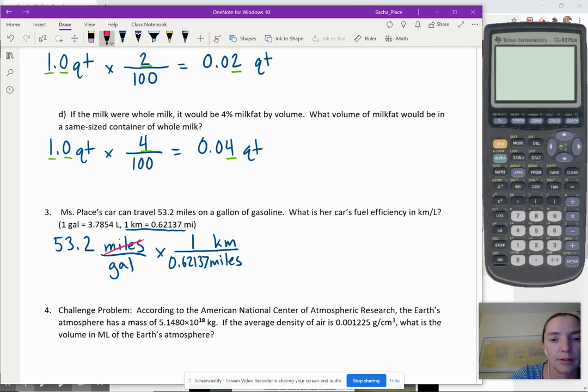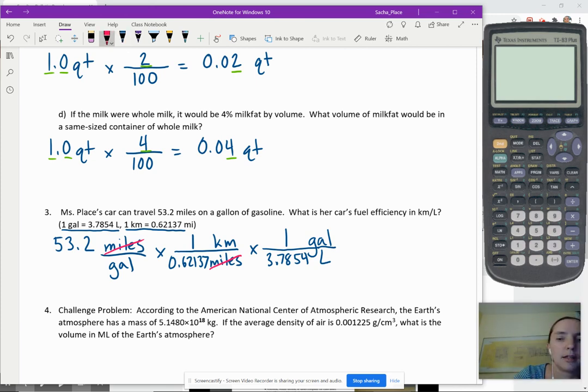Because the miles canceled, if I solved right now, I'd have my answer in kilometers per gallon. So we're going to keep going because we want to now work on the gallons. The gallons are on the bottom of the fraction at the beginning. So if I want to cancel them, I have to go on the top, right? They have to be opposite if they're going to cancel. So that's gallons, and I want to get liters instead. And again, I've been given an equality over here. There's 1 gallon and 3.7854 liters.